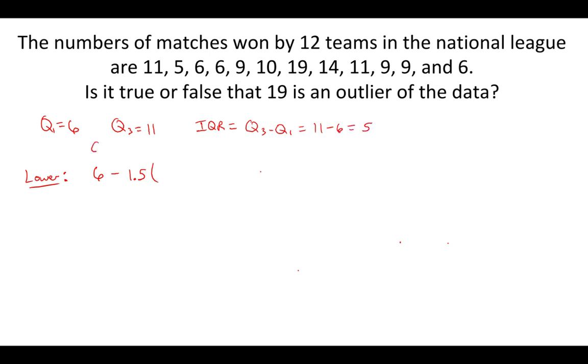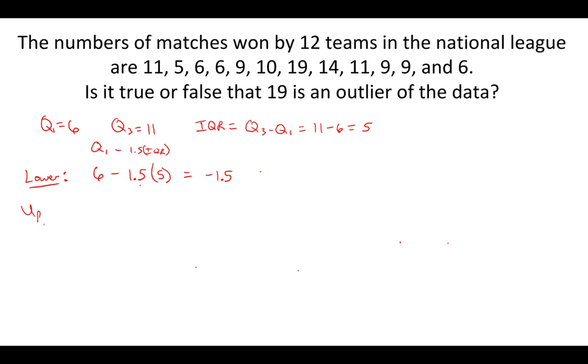So again, this is Q1 minus 1.5 times the IQR. In this case, it's 6 minus 1.5 times 5. I would actually just put it in parentheses, type it all in, and you'll get negative 1.5.